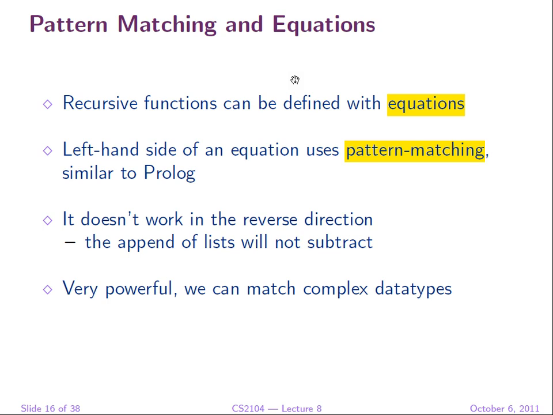Now, what you have seen, and what resembles Prolog, is pattern matching, right? It doesn't work in reverse direction. Prolog is even more general in the sense that if I have two arguments, in one call the first argument can be input and the second argument can be output, and in another call the second argument can be input and the first argument can be output. That doesn't work here. So whatever we specify as arguments is input and has to be bound, has to have a definite value. And at the end of the computation, the function returns a result. But still, we can match complex data types, so pattern matching is very powerful as a programming tool.